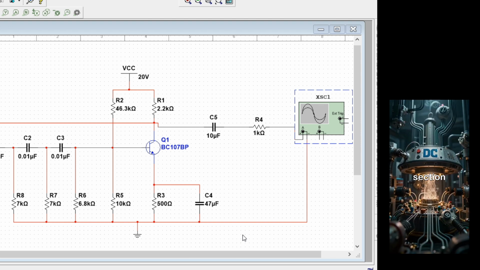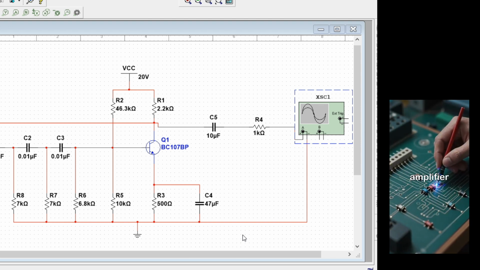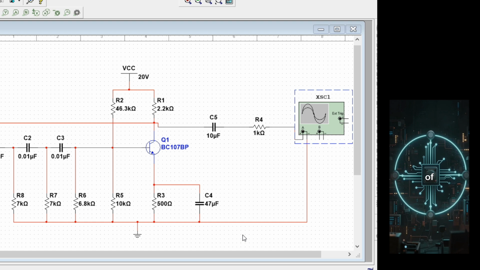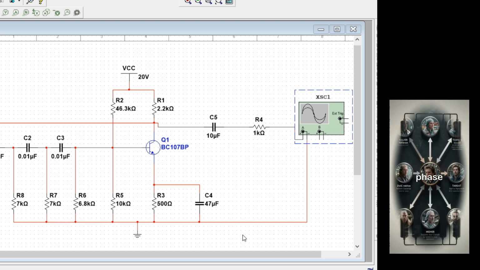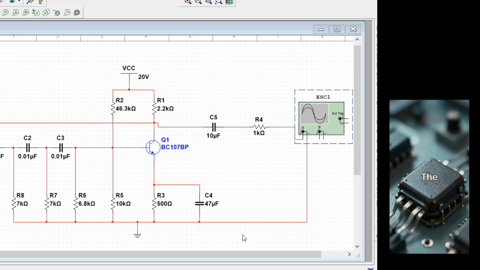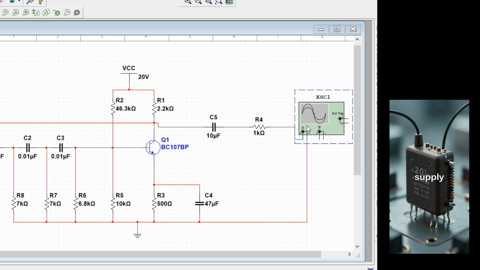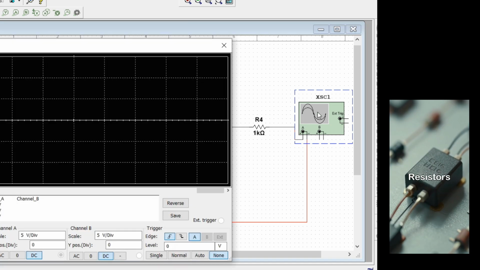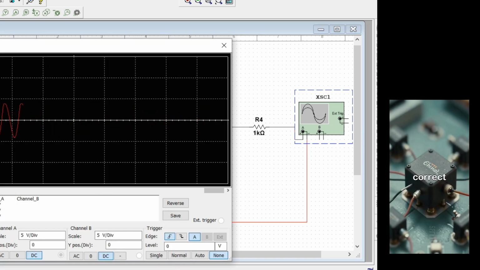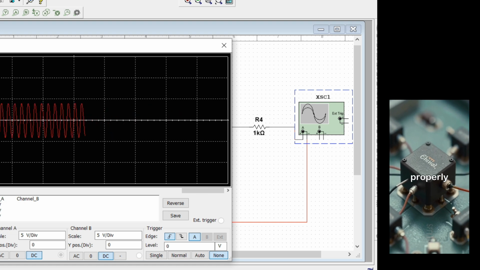Let us start with the amplifier section. A transistor is used as an amplifier. This transistor increases the strength of the signal. It also introduces a phase change of 180 degrees. The transistor is powered using a direct current supply of 20 volts. Resistors connected around the transistor set the correct operating point so the transistor works properly.